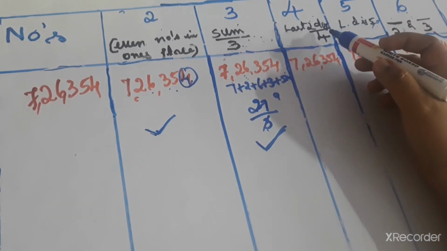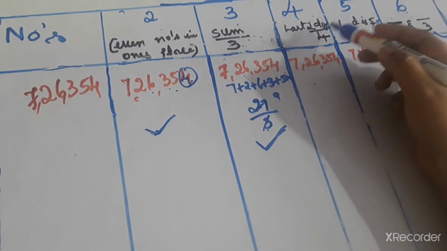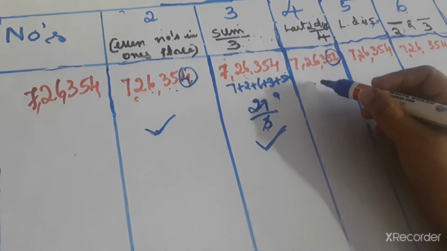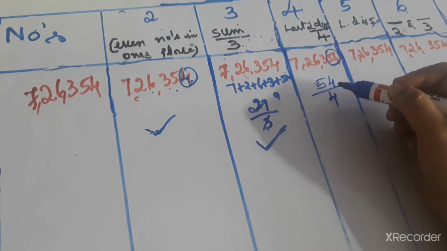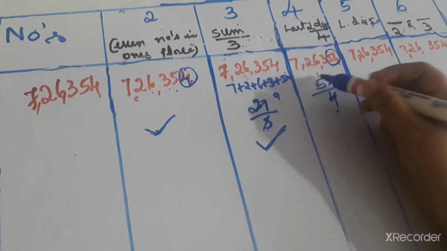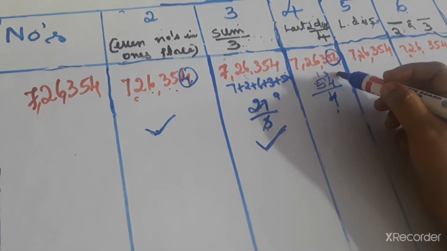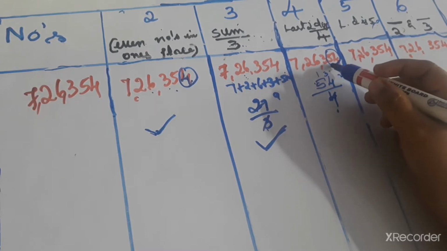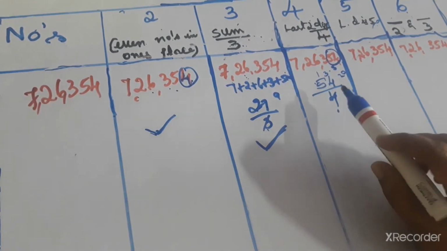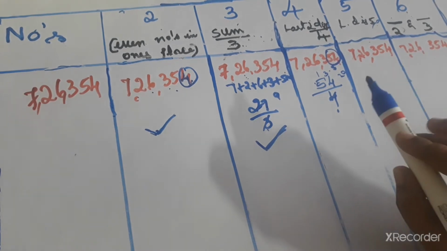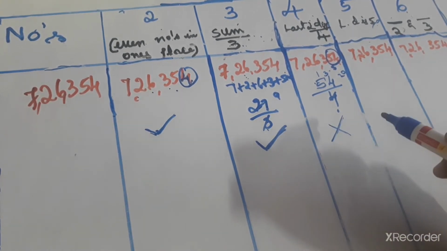Now we have to check with 4. 4 means the last 2 digits. The last 2 digits are 54. 54 divided by 4. 4 ones are 4, 1 carry. 4 3s are 12, 2 remainder, we are getting a decimal number. 54 divided by 4 is 13.5. 13.5 is not a whole number, it is a decimal number. We do not want a decimal number. We want a perfect divisor, so it is not divisible by 4.